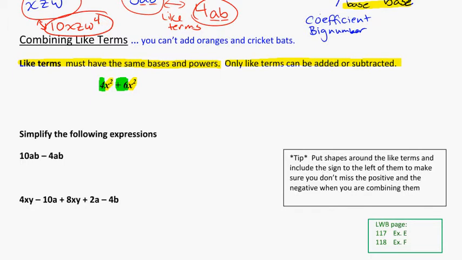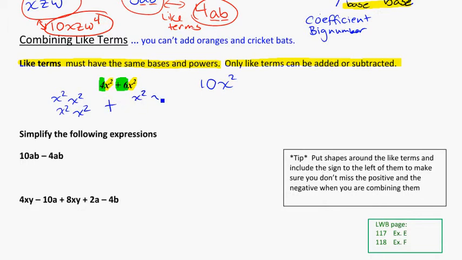I've got 4x squareds and 6x squareds, so I can add those together to get 10 of them. Where does the 10 come from? That's 4 plus 6. And if you want to envision this, we've got x squared, x squared, x squared, and x squared. We've got 4 of them, plus another 6 of them.